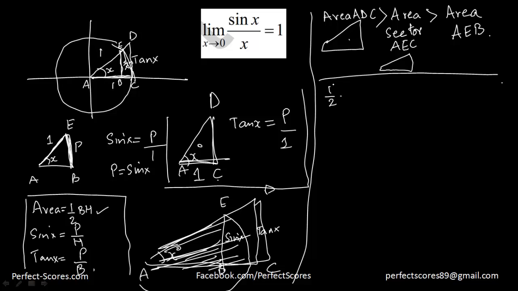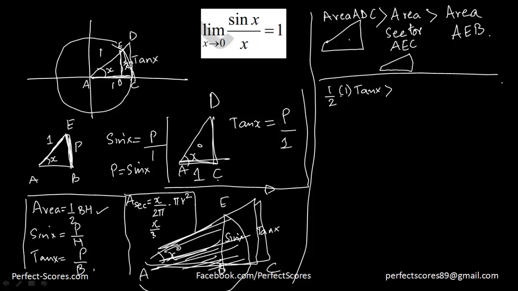The base of this triangle is 1, and the height of this triangle is tan x. Its area is greater than the area of the sector of this. So the area of the sector can be given as, I'm going to write that formula right here: area of the sector is equal to x, that is the angle made at the center, divided by 2 pi into pi r square.